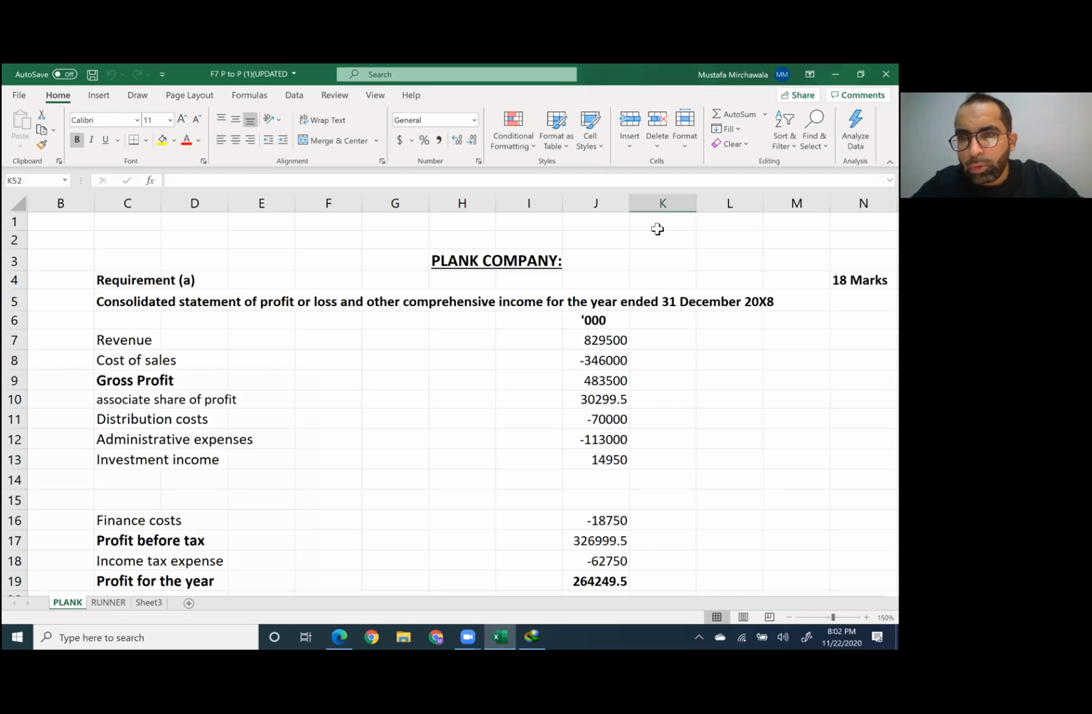Okay, so just for the purpose of clarity, I am going to shut down my camera for a few minutes so that you will have a big picture of the Excel sheet, right? Okay.